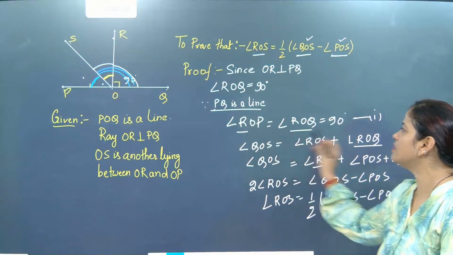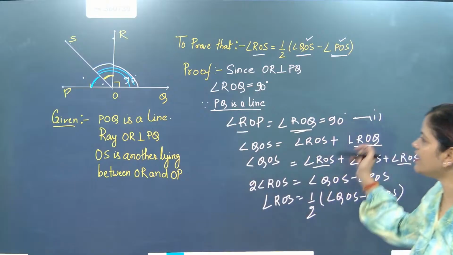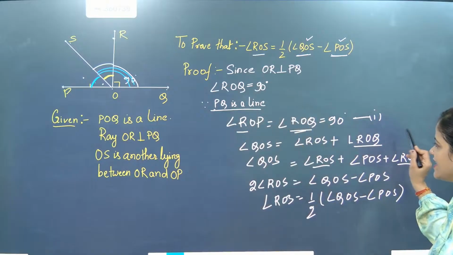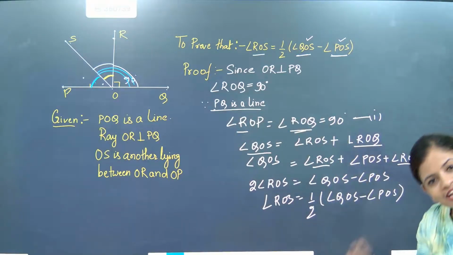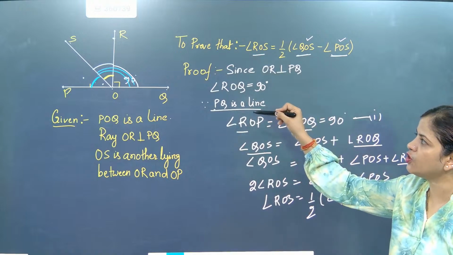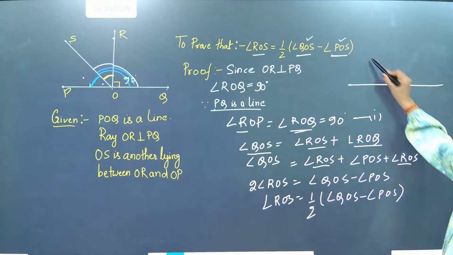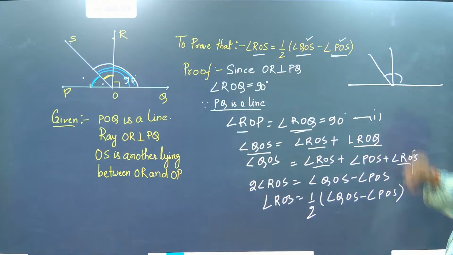ROP is equal to ROQ, 90 degree. Both are 90 degree. Now both are equal to 90 degree. Second section, QoS only take. Don't think about anything. QoS is what? ROQ plus ROS. What is your QoS? This plus this.